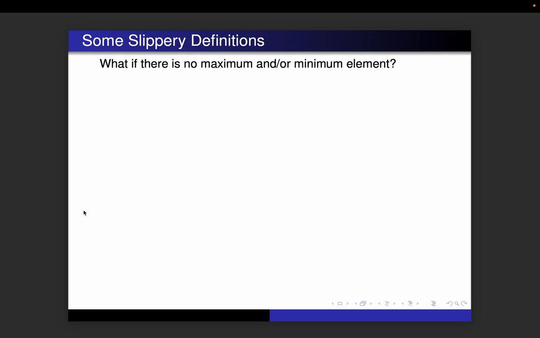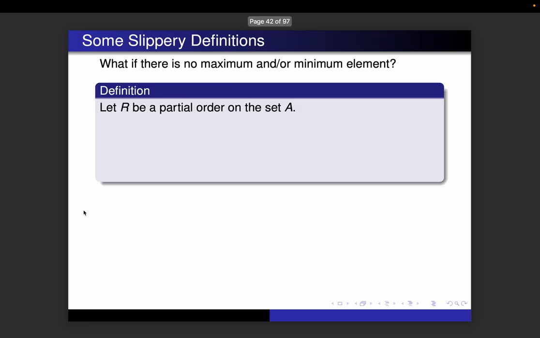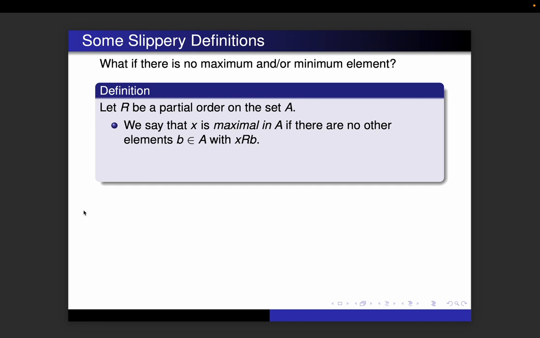So, as you might imagine, it is possible to have a partially ordered set where there's no maximum and no minimum. And the question then is, is there anything that might behave like a maximum or behave like a minimum in that partially ordered set? So we have a couple of definitions for this. If R is a partial order on the set A, we say that X is not maximum but maximal in A if there are no other elements B such that X is related to B. And what that tells us is that there are no elements that outrank X.